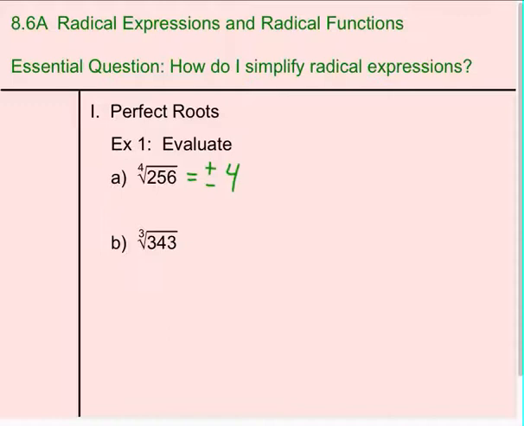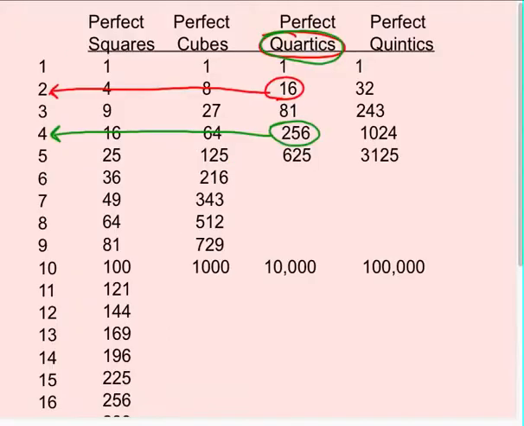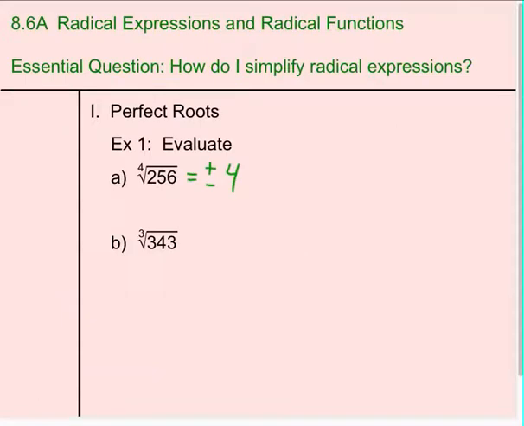So for 343, we're looking for the cube root. So when we check our chart, perfect cubes, scroll down to 343, follow that over to our answer. The cube root of 343 is 7. And with odd roots, there's only one answer. If it was a negative 7, it would multiply to a negative 343.